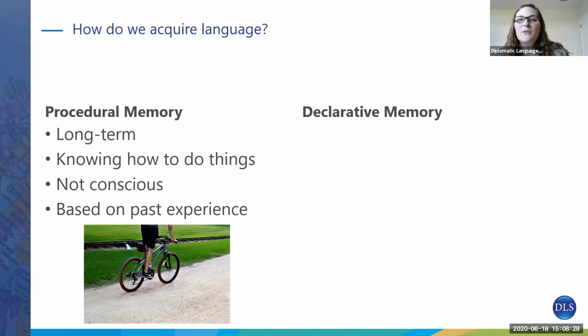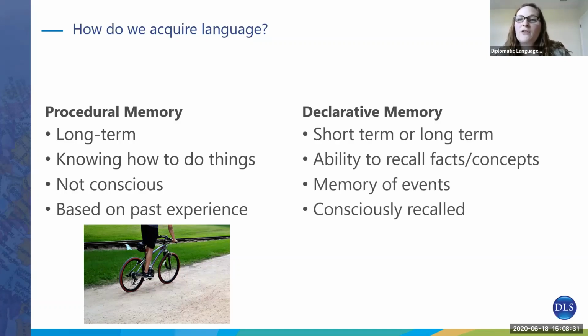That's contrasted to declarative memory, which can be short-term or can be long-term. Maybe if it's something that you've had a lot of experience with, like your childhood phone number, you can always remember the phone number that you had as a child. Or it could be short-term if you're trying to remember the number to the pizza place and you just kind of remember it just to type it into your phone. It's the ability to recall facts or concepts. It also includes your memory of events and how they happened, and these things are consciously recalled.